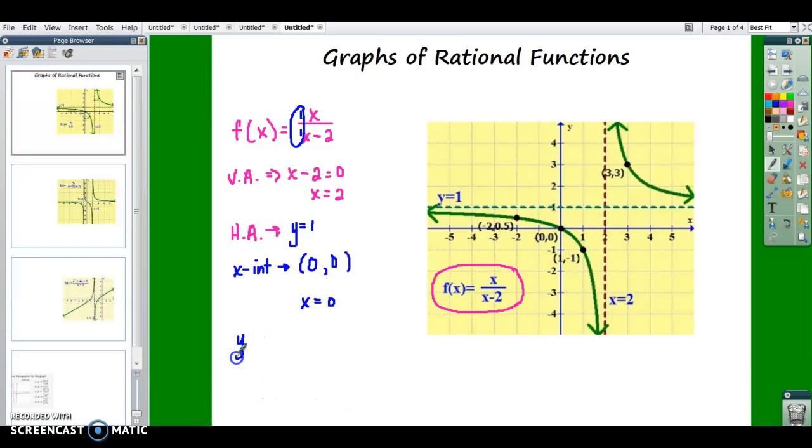To find your y-intercept, or where you cross the y-axis, that happens when x is 0, and in this case it happens to be the same as the x-intercept. But to find it, you would just plug 0 in for x, and 0 divided by anything is just 0. So those are the key components that you're looking for when you are trying to determine the equation of the graph. Okay, so those are some of the components you're looking for.